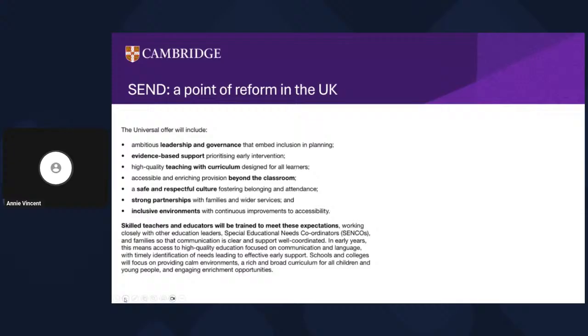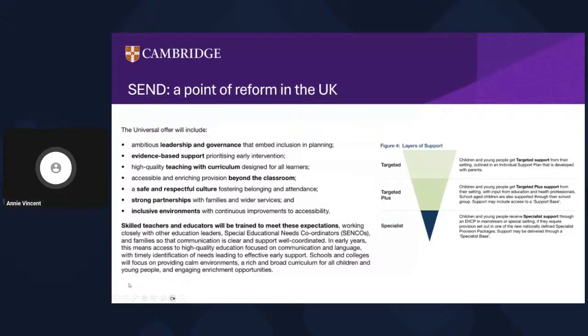So that's the support for all children. And that universal offer, that's a set of guiding principles which positively impact all learners, not just those with special educational needs. And we've got reference here to all the things that you would expect a school to be wanting to offer: safe and positive school cultures, high quality teaching, inclusion principles, high expectations from leadership around that inclusion planning and that support.